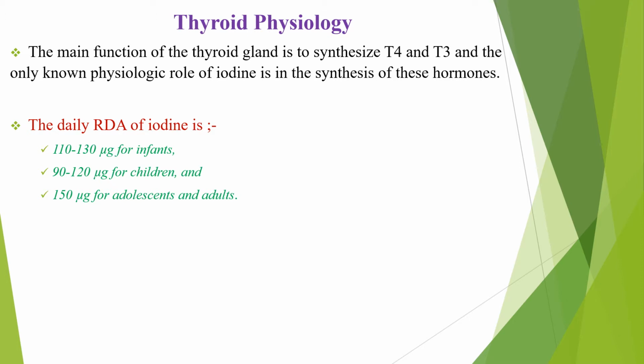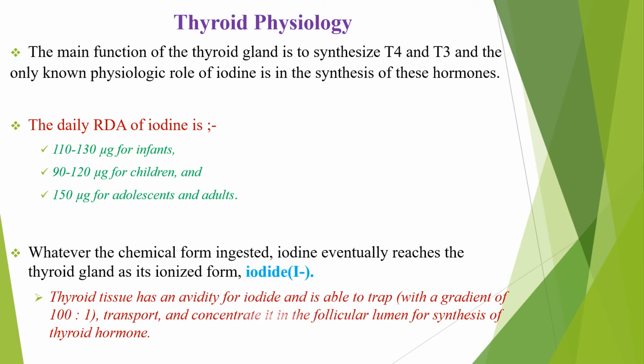for adolescents and adults. Whatever the chemical form ingested, iodine eventually reaches the thyroid gland in its ionized form, or iodide. Thyroid tissue has an avidity for iodide and is able to trap it with a gradient of around 100 to 1, transport and concentrate it in the follicular lumen for synthesis of thyroid hormone.